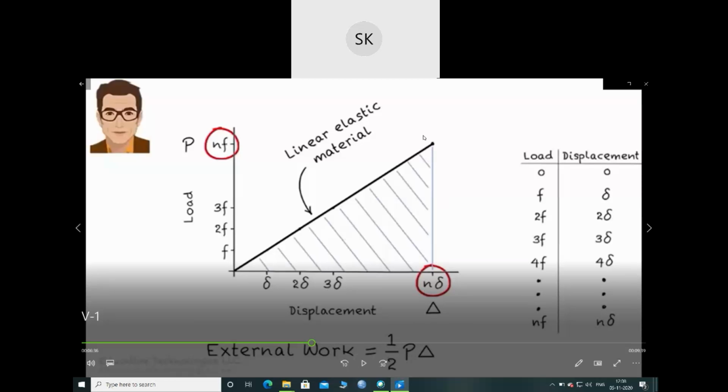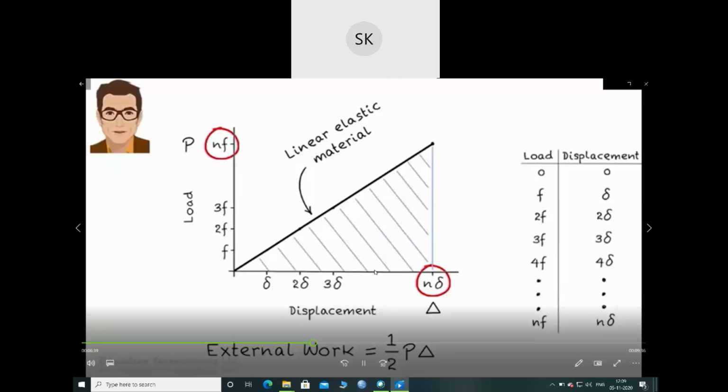So half base, this base and the height, they are taking the deflection. Displacement is represented by this delta, and this base is represented by the load. So the area of this triangle will be half base into height, which is half P into displacement, and this is known as your external work.